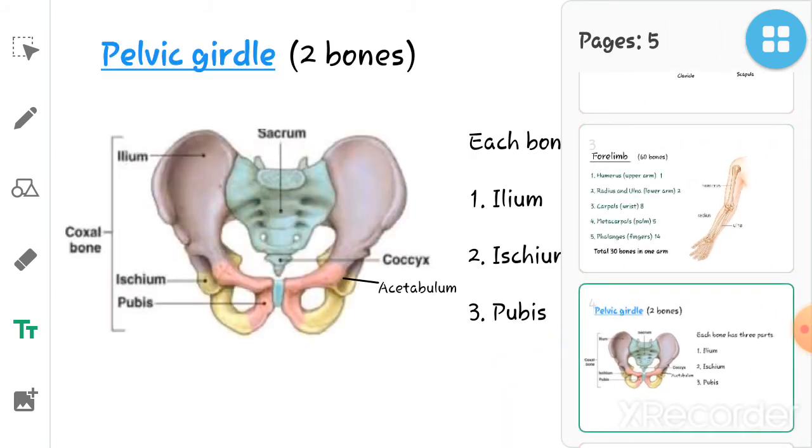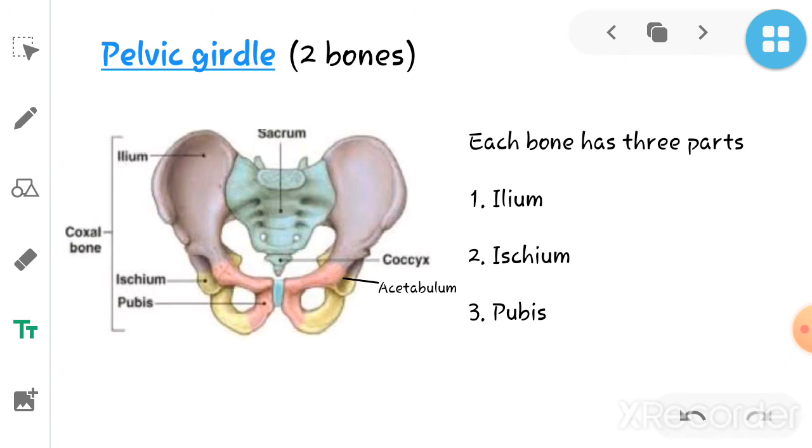Moving next, we have now the pelvic girdle. Pelvic girdle is made up of only 2 bones, but each bone of the pelvic girdle has 3 parts. That is, 3 different bones fused together making a single bone. Those 3 different parts are ilium, which is present on the upper side of the hip bone, then ischium, which is present on the lower outer side of the bone. Last one is pubis, which is present on the lower inner side of the bone.